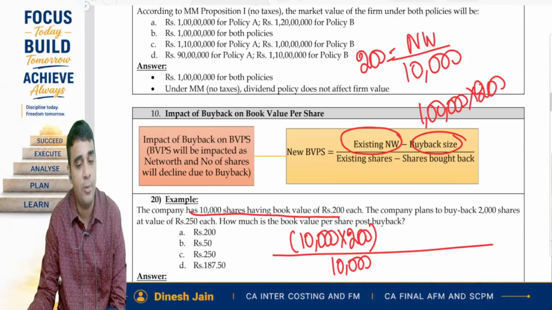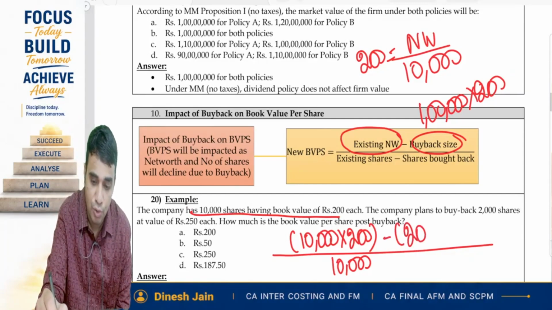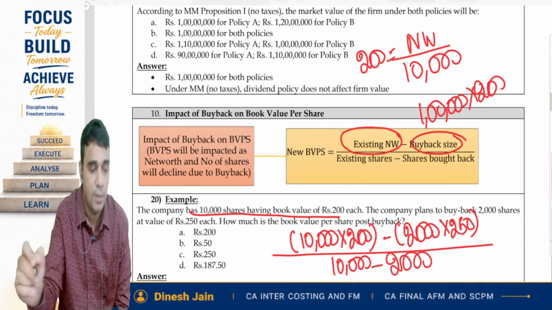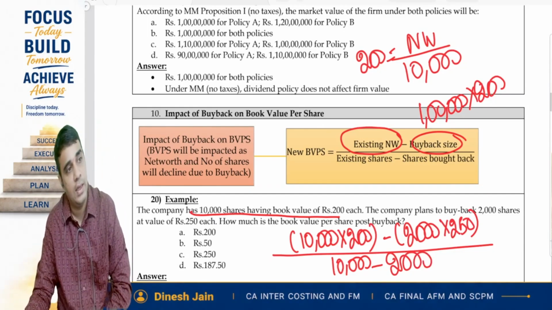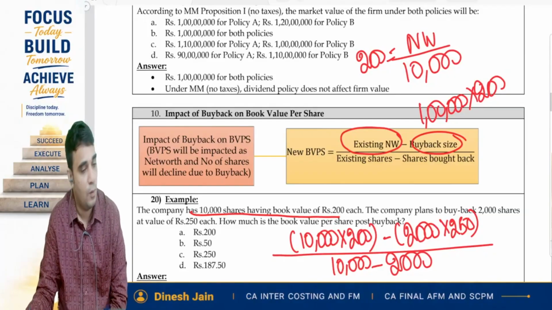Company plans to buy back how many shares? 2,000. At what price are you paying? So 2,000 into 250, and in the denominator you will subtract only 2,000. Book value per share will go down. See, you are paying 250 per share against a book value of 200, so the other shareholders will suffer. What is the book value you get?